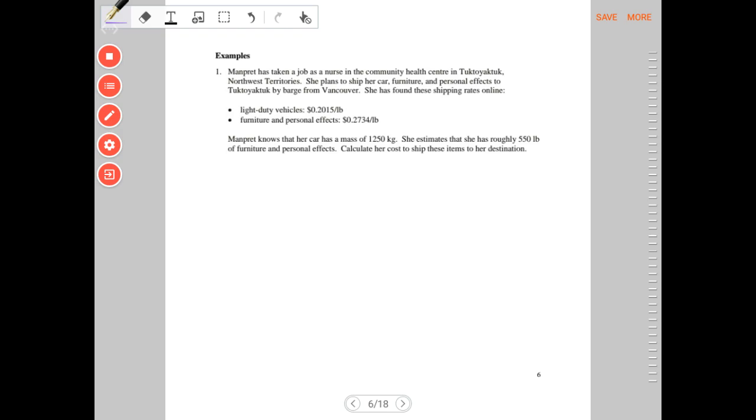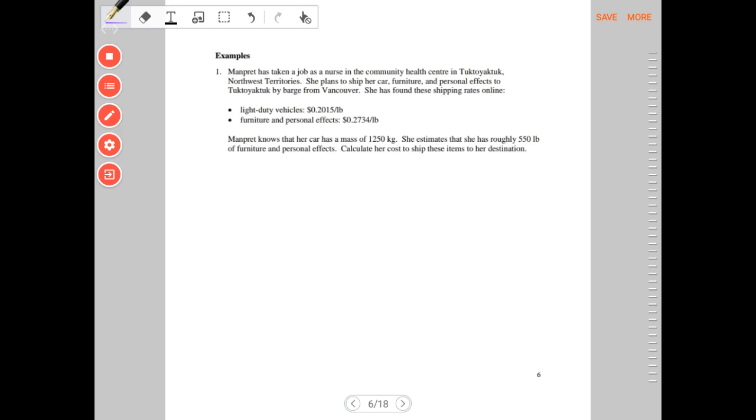Northwest Territories. She plans to ship her car, furniture, and personal effects to Tuktoyaktuk by barge from Vancouver. She's found these shipping rates online. There's light-duty vehicles, so they cost $0.2015 per pound, and furniture and personal effects, which are $0.2734 per pound. Manpreet knows that her car has a mass of 1,250 kilograms. She estimates that she has roughly 550 pounds of furniture and personal effects. Calculate her cost to ship these items to her destination.